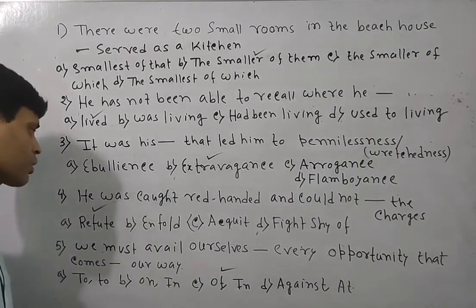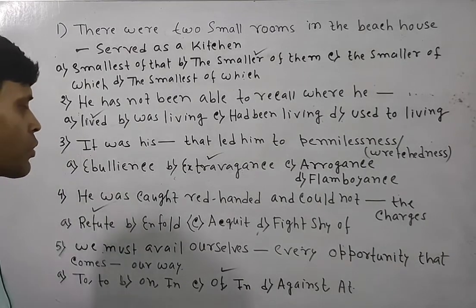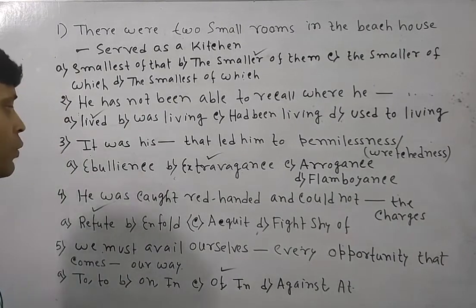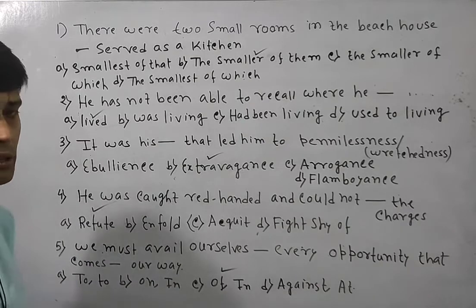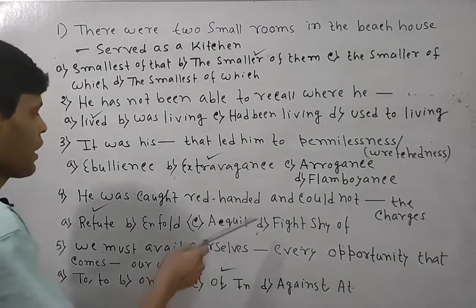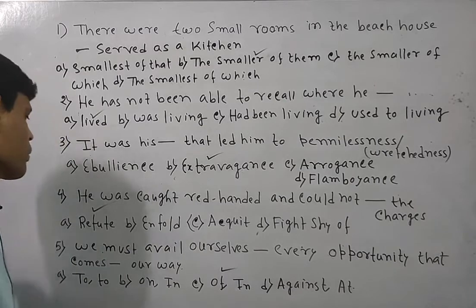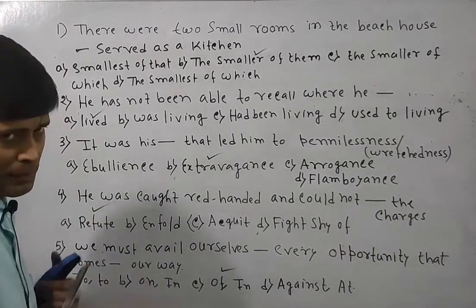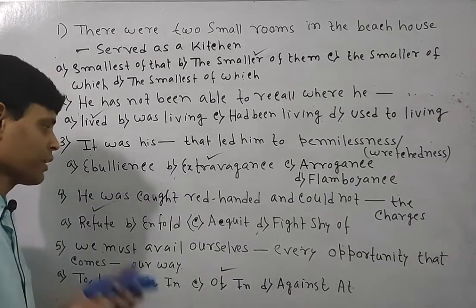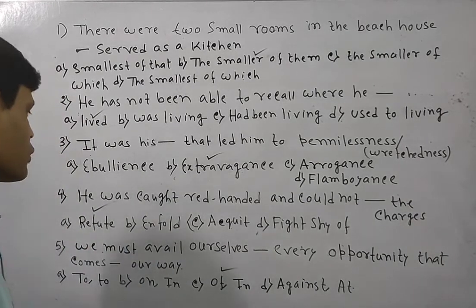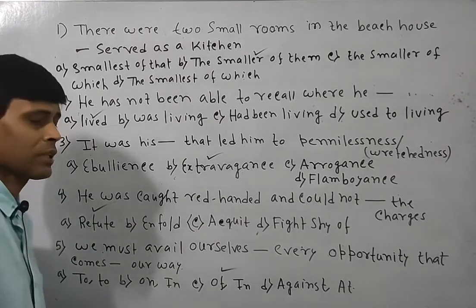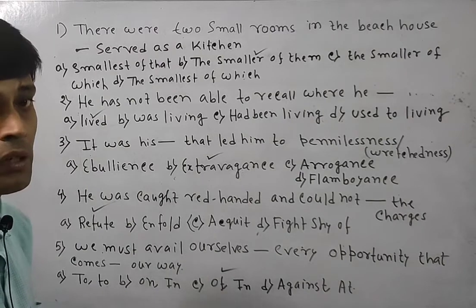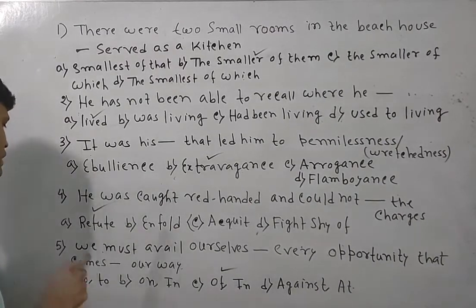Now he was caught red-handed and could not dash the charge. Red-handed means caught while stealing or doing some wrong activities. Red-handed is an idiomatic phrase. Now look over the options. Refute means deny totally. Enfold means accept. Acquit means release. Fight shy of means avoid. So when he was doing some wrong activity and was caught red-handed, he could not deny the charge. He could not refute the charge. Okay. So the right answer is refute.